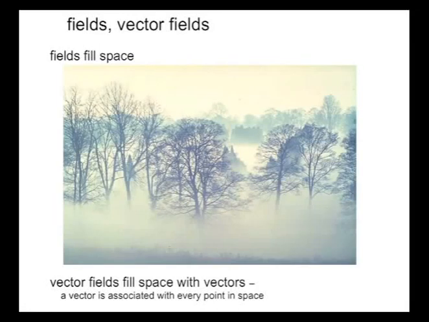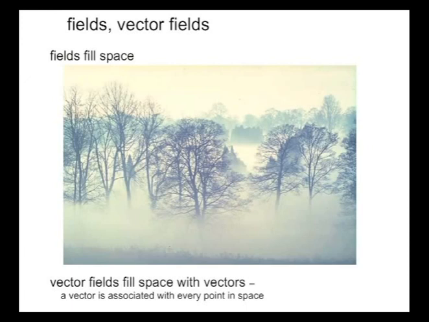This picture is intended to give you a sense of an important feature of a field, that it fills space. It assigns to each point in that space a number or a set of numbers. This picture shows you fog filling space around the trees and in the field. It would be a scalar field because you could represent it by one number for each point in space, the density of the water vapor at that point in space.